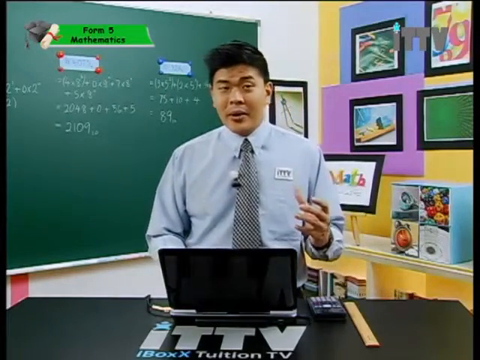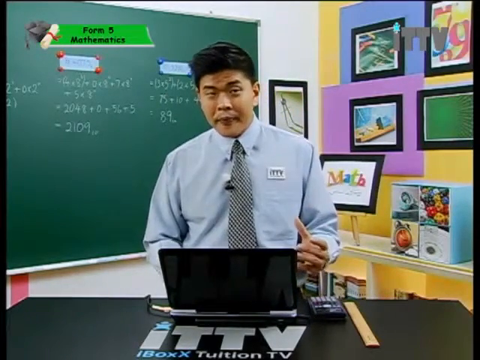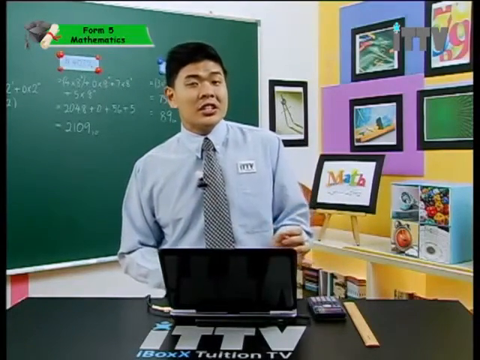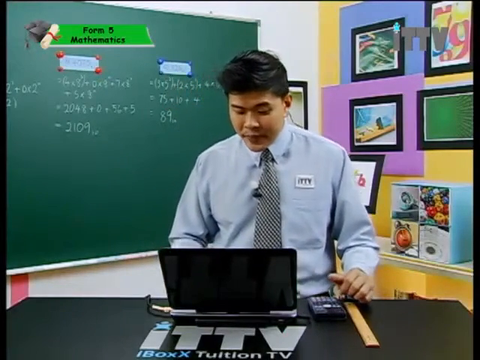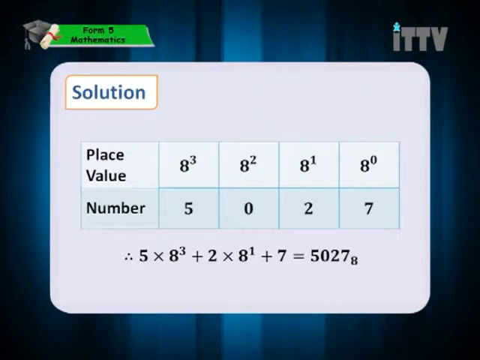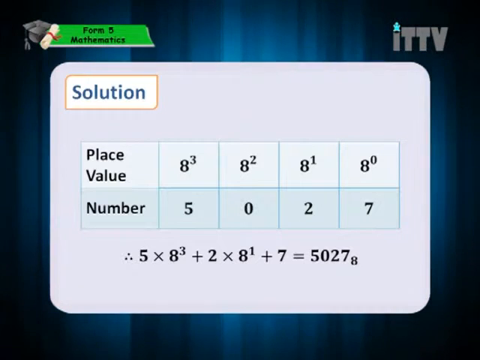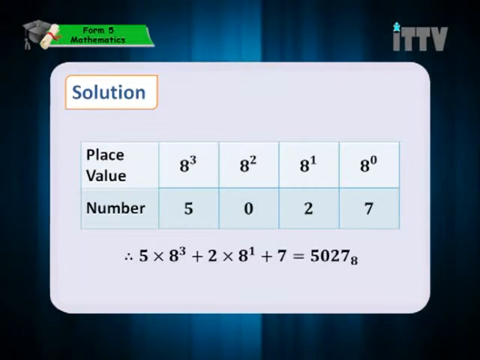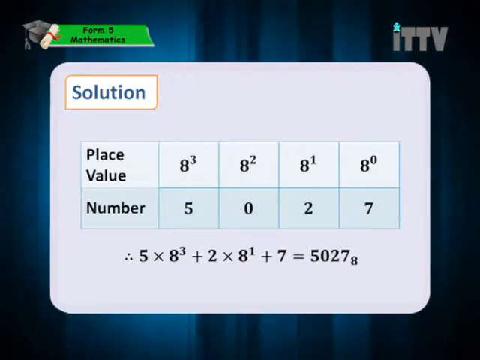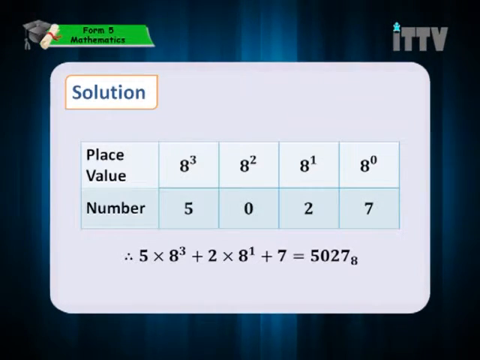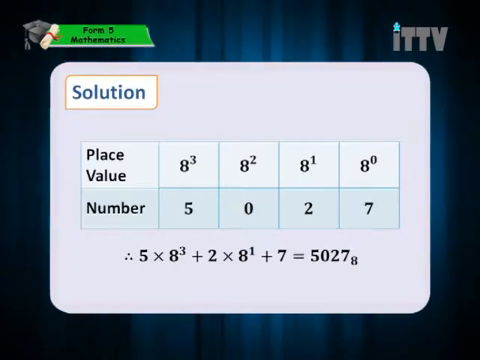Remember, in expanded notation form, it is digit multiplied by its place value. So the digit will be the digit involved in the number in base 8. For 8 to the power of 3, the digit is 5. For 8 to the power of 2, the digit is 0 because there is no value there. For 8 to the power of 1, the digit is 2. And for 8 to the power of 0, the digit is 7. So the answer is 5027 in base 8.